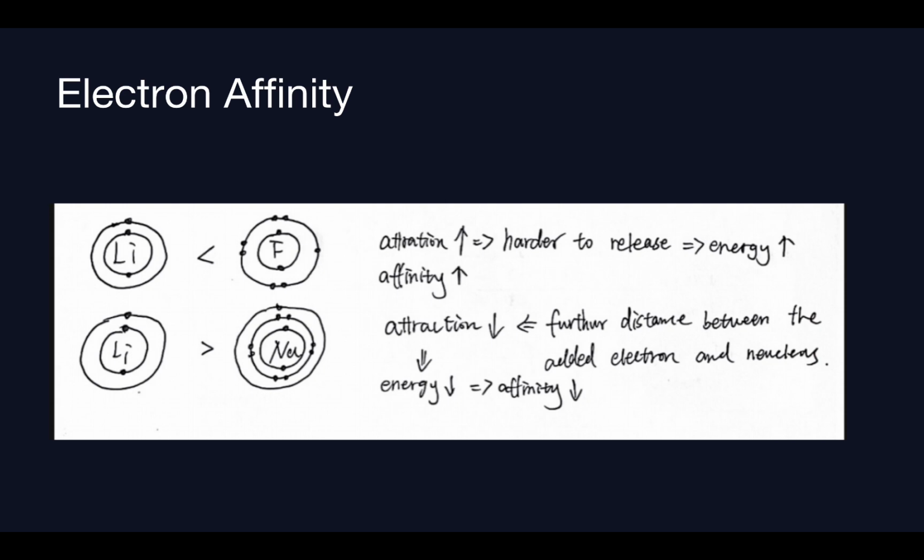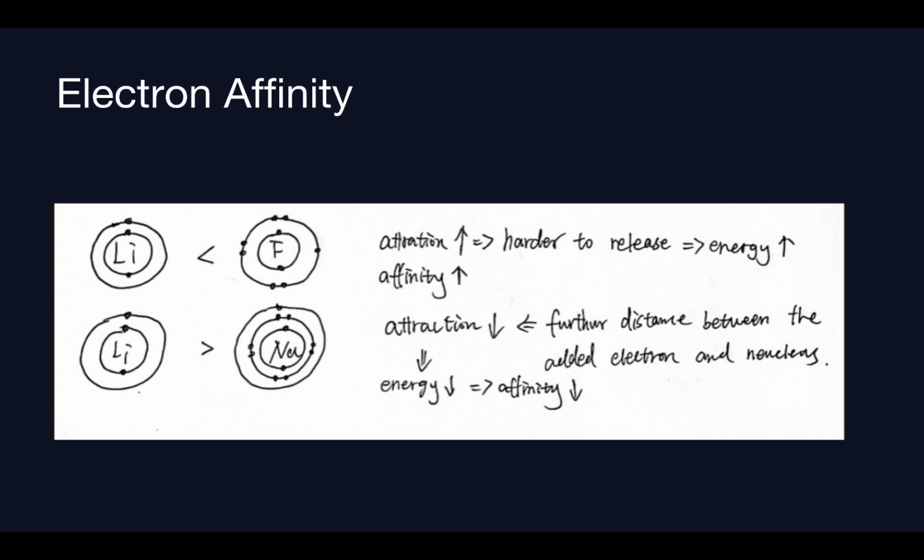So let's take a look at another example between lithium and sodium. Sodium has higher shielding, so the distance is further apart. So the distance between the added electron and the nucleus is higher, which leads to less attraction from the nucleus. So at this point, the energy change turns lower, turns smaller. So affinity also decreases. So that's all the example part.